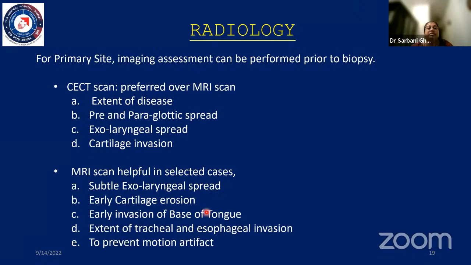For the primary site, imaging assessment can be performed prior to biopsy, especially when there is a strong suspicion of a malignant growth. For this, it would be a CT scan to understand the extent of disease, pre- and paraglottic spread, extralaryngeal spread, and cartilage invasion. MRI is usually used as a problem-solving tool, essentially because of the motion artifacts that can happen, and also because it is a much slower study as compared to the CT. In most cases, a contrast-enhanced scan would be able to tell you the exact extent of disease.